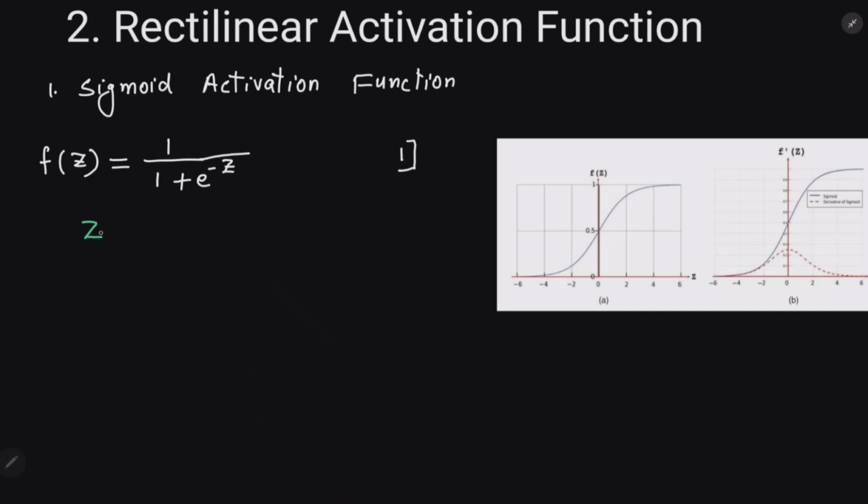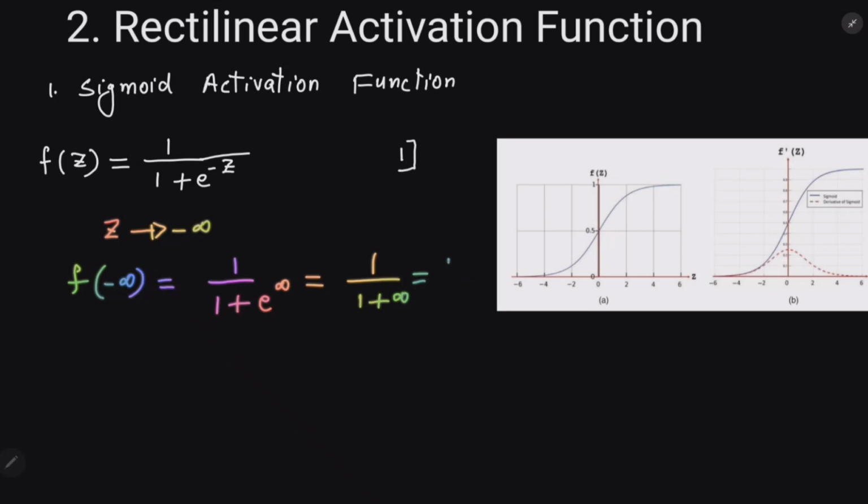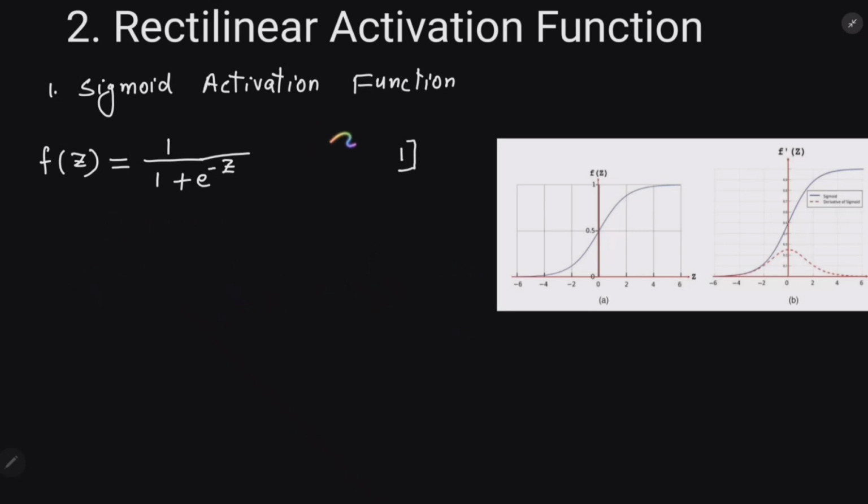And if z approaches minus infinity, it means that it has a very small value. Then we have 1 over 1 plus e raised to power infinity, which means that 1 plus infinity, and then we have 1 over infinity, so this is 0. So the minimum value this function can get is 0. It means that f of z belongs to 0 and 1.